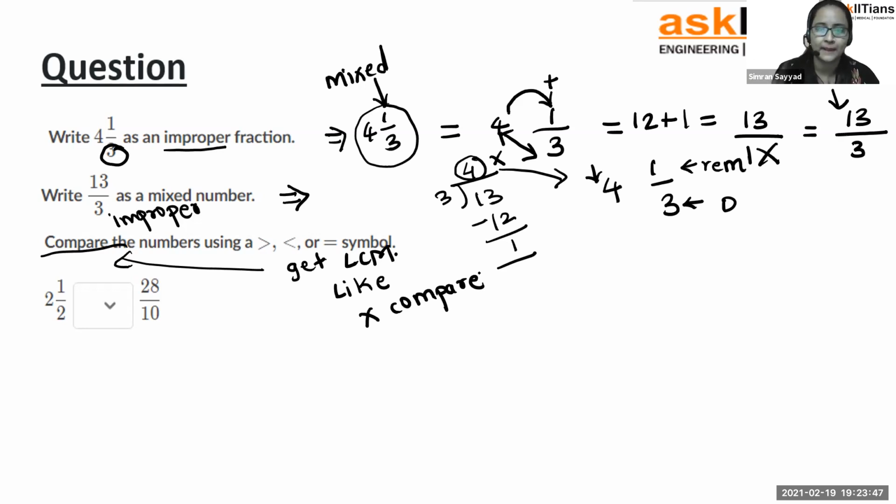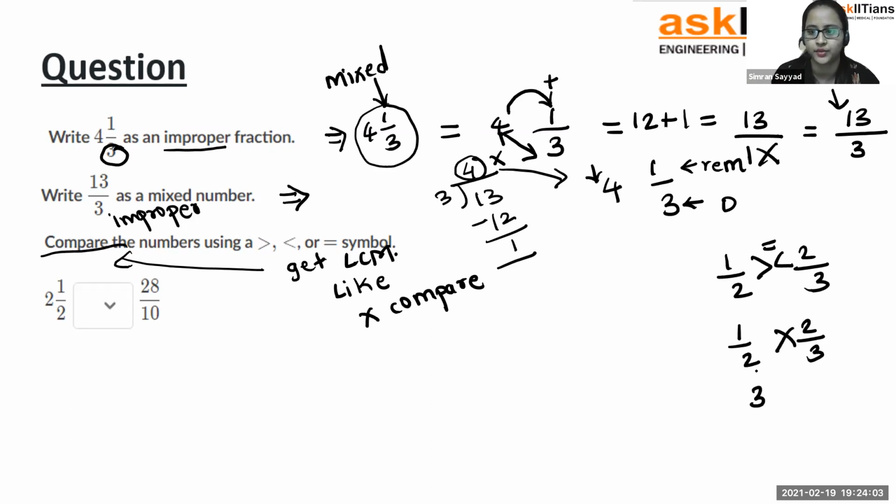Suppose I give you 1 by 2 and 2 by 2. Tell me which is smaller, which is bigger, or are they equal? You can't do that. So for that you have to get the LCM. Suppose 1 by 2 and 2 by 3, cross multiply. What is the LCM? 6. So into 3, into 3, into 2, into 2.